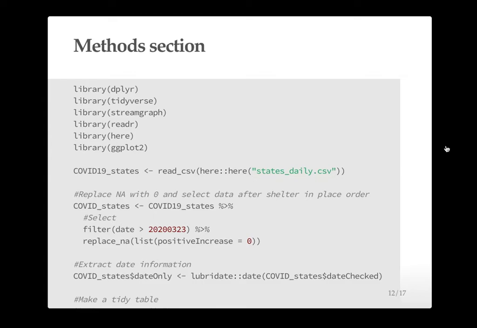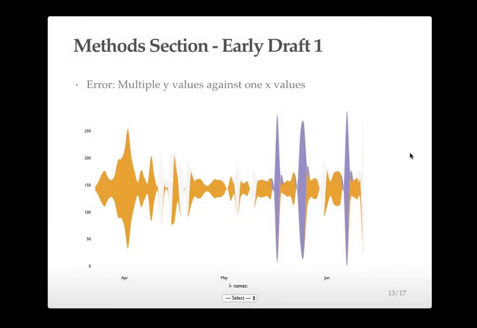Here is my code. Mainly I use the stream graph package and the interactive tool was built in. Here is some of my early drafts for this project. So the first error is multiple y values against the x values. Sometimes in the COVID-19 dataset, one date has several reports. So that error makes the stream graph mess up.